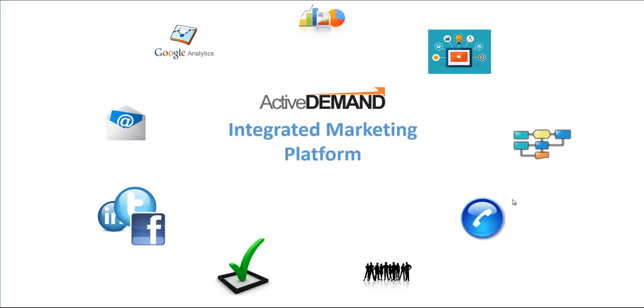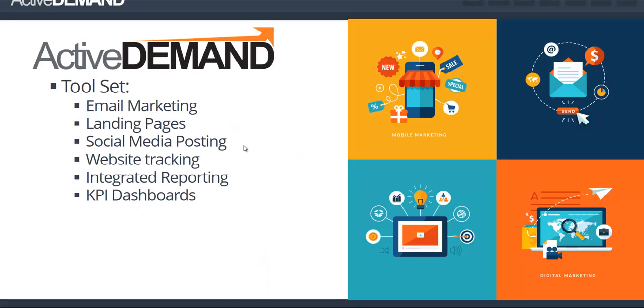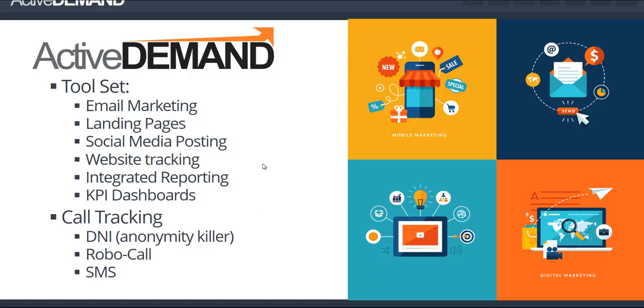And all of these pieces together, it has native integration to Google AdWords and Google Webmaster Tools and Google Analytics, etc. But really, right at the top, as you see, is the analytics. Because all of the tools are in one tool belt, it makes it so that you can actually see what's going on with the multi-channel marketing approach. So it's really the tool set: email marketing, landing pages, social posting, website tracking, integrated reporting, great dashboards, and definitely the anonymity killer is call tracking, robocalls, SMS, etc.